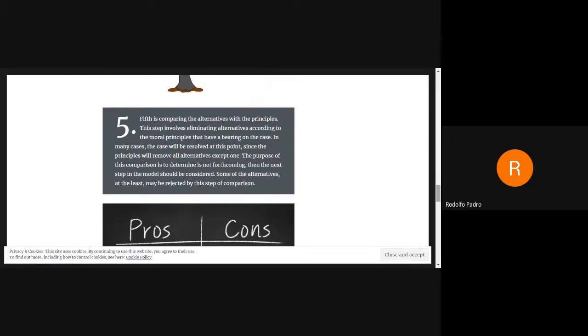What are those principles? Of course, the universal moral principles, the principles of law, or whatever principles apply. This step involves eliminating alternatives according to the moral principles that have a bearing on the case. In choosing principles, of course, it is very much appealing. It is very much important that when you come up to decide which choice you will pick, you are going to eliminate.